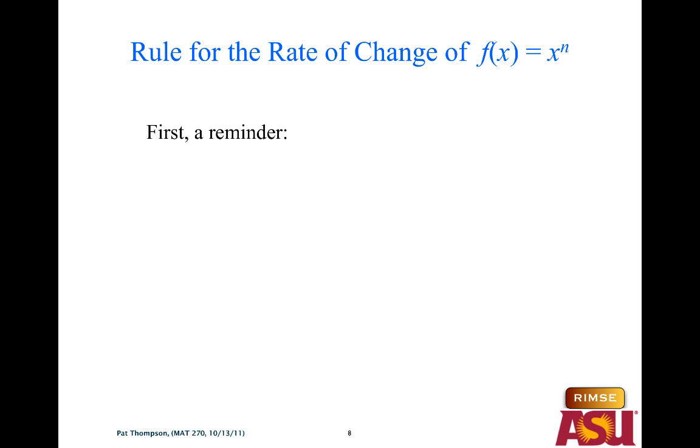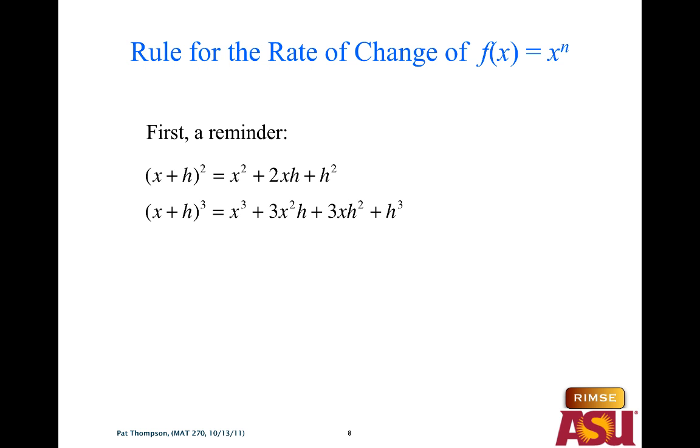The next rule we're going to do is for x to any power, so x to the n. First, we need a reminder about binomials. If you have (x plus h) squared, there's that middle term, 2xh. If you have (x plus h) cubed, you get more middle terms. So the higher your power, the more middle terms you get. You'll actually get 3 middle terms with x to the 4th.